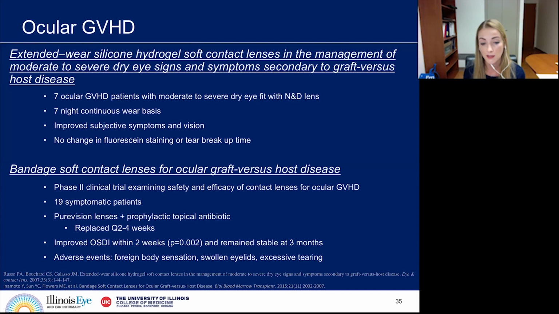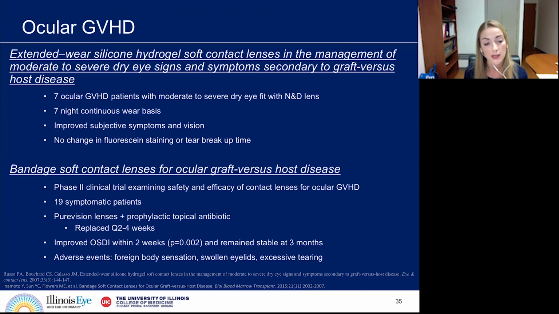And so the first case series is of 7 ocular graft versus host disease patients with moderate to severe dry eye fit with the Night and Day lens. They wore the lens nightly on a continuous wear basis for 7 nights. And they noted improved subjective symptoms and vision. There was no change in fluorescein staining or tear breakup time.